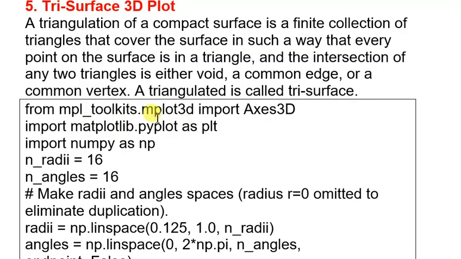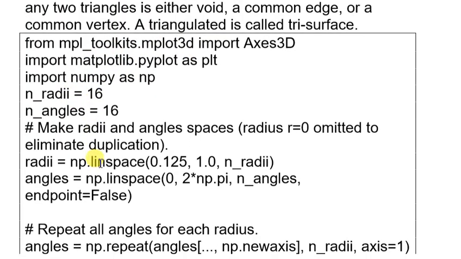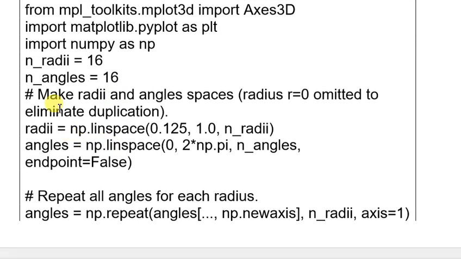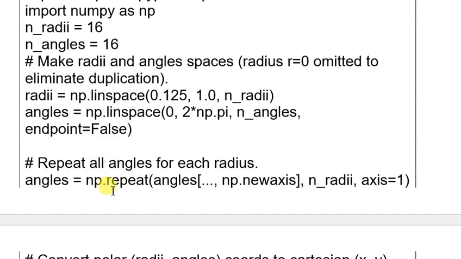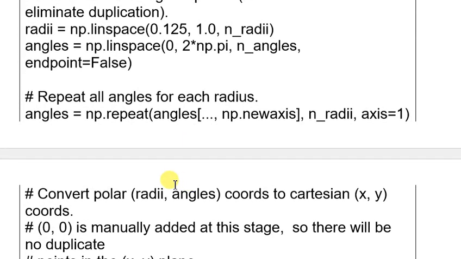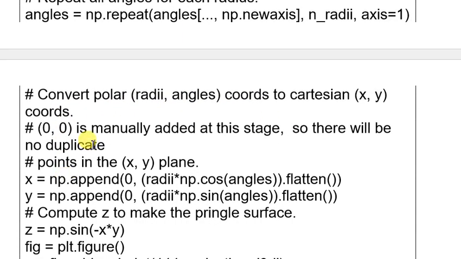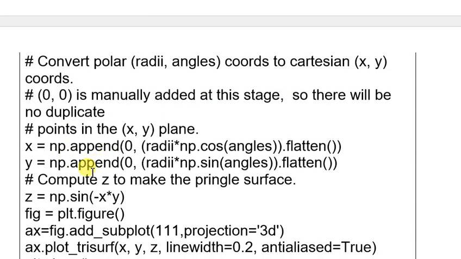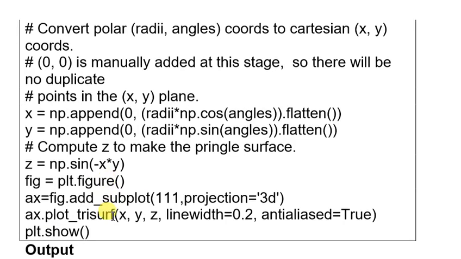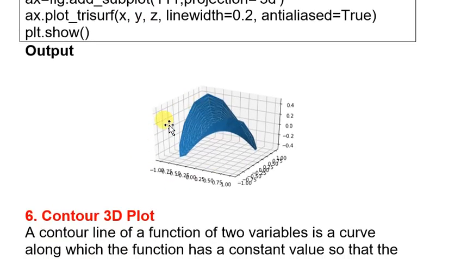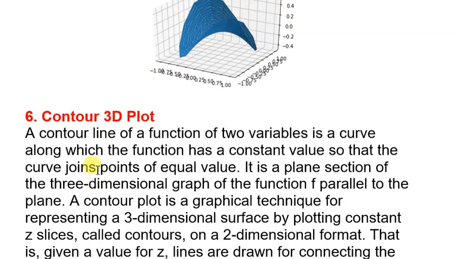Okay, this is the command. n_radii equal to 16, n_angles equal to 16. Okay, these are the input values, angles, np.repeat. Okay, and convert polar coordinates to Cartesian coordinates, manually added at this stage so there will be no duplicates. The append, sin, figures and subplots. So this is the plotting graph.